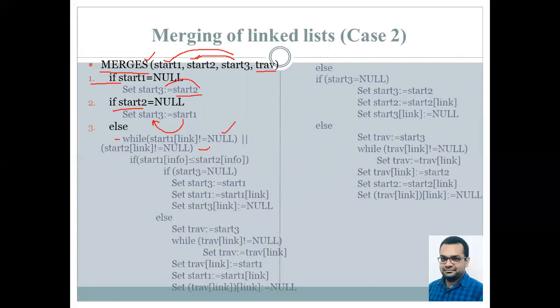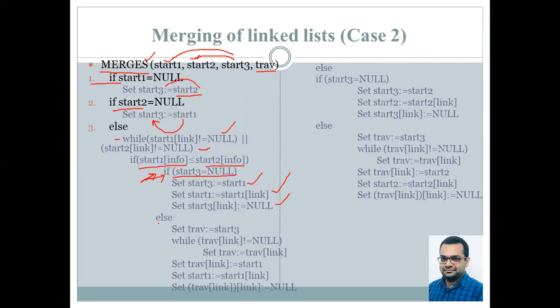This means that if either of the two linked lists that we are comparing has at least one node surviving, then we compare whether start1's information part is less than or equal to start2's information part. If so, we have to insert start1 into our newly created linked list, that is the merged linked list. First of all, we compare if start3 is null, which means that our list is empty. Therefore, the new node to be inserted into start3 is the first node. So we set the value of start3 to start1. We increment start1 to point to the second node, and then we set start3's link as null.